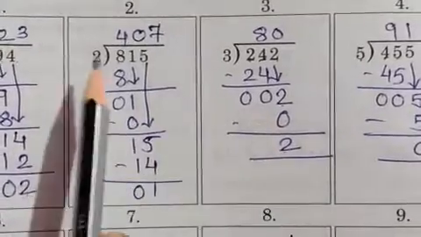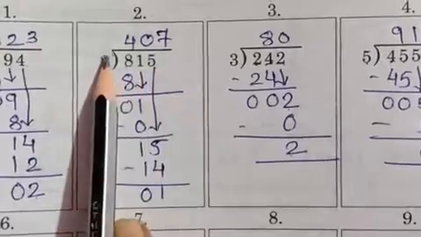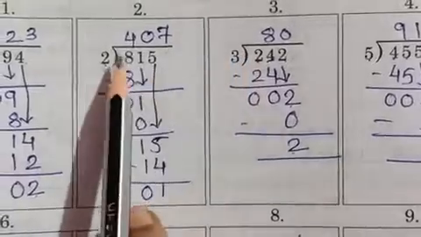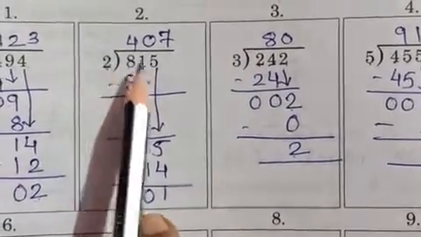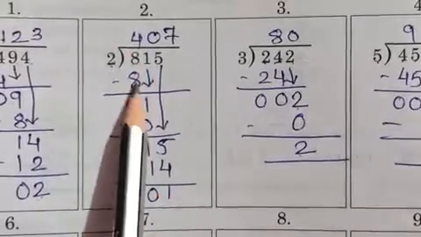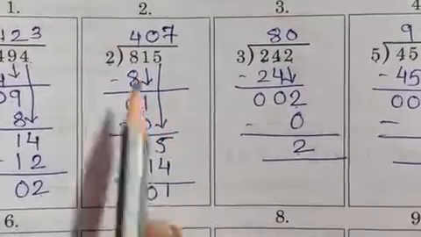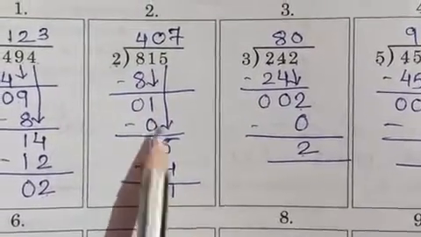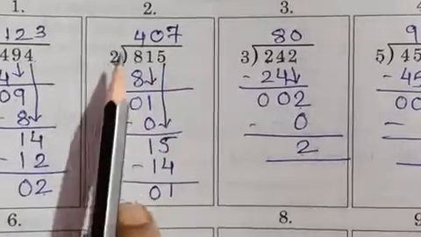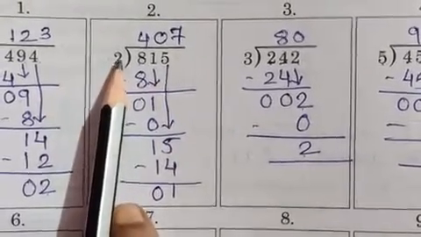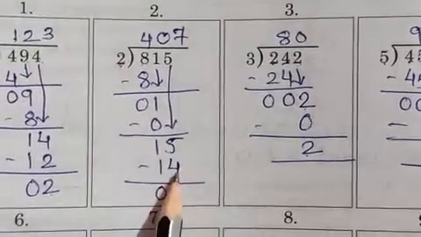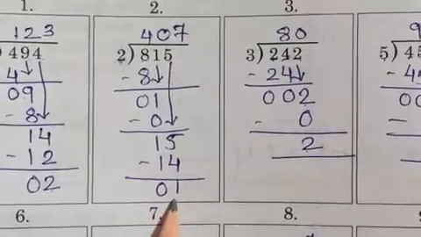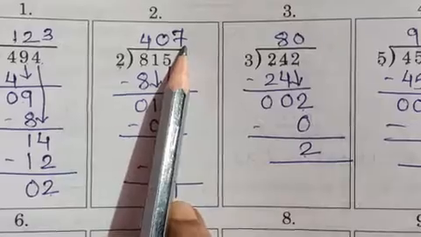Similarly, the second one is also similar. 815 divided by 2. 8 is greater than 2, so we will take 2 4s are 8. 8 minus 8 is 0. Now 1 will come down. Now 1 is less than 2, so we will take 0. 2 zeros are 0. So 1 minus 0 is 1. The next number, 5, will come down. 15 does not come in the table of 2, but you have to find a number which comes in the table of 2 and is smaller than 15. That is 14. So 2 7s are 14. 15 minus 14 is 1. So your remainder is 1 and your quotient is 407.